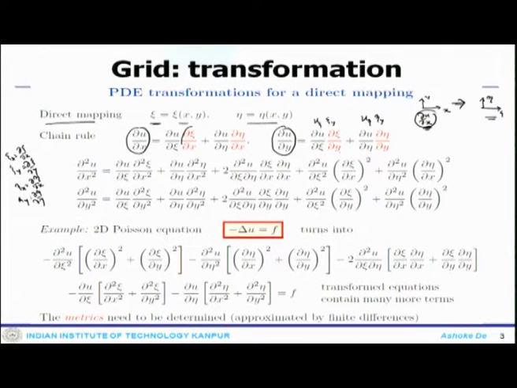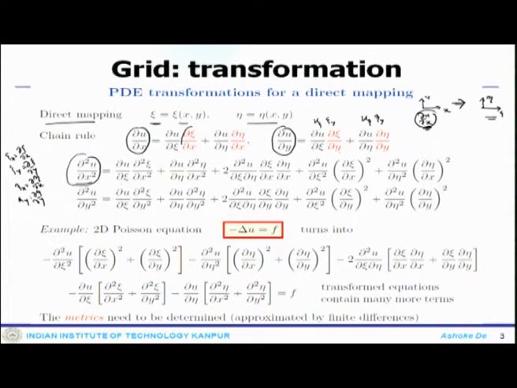Now, these terms are the derivative of xi and eta with respect to x, and that will retain some information of my coordinate transformation. Similarly, if you look at the second derivative, del 2 u by del x2, that will have del u by del xi, del 2 xi by del x2. Similarly, del u by del eta, del 2 eta by del x2.